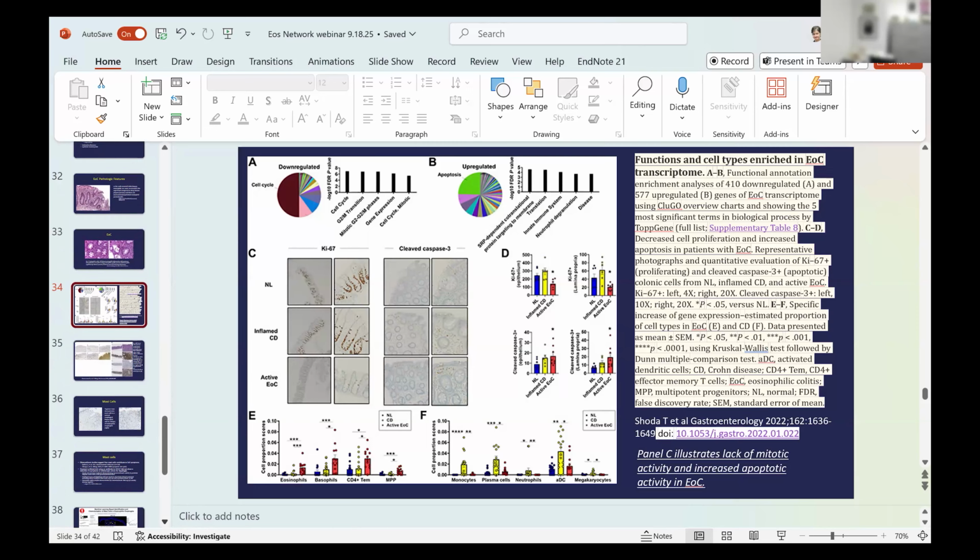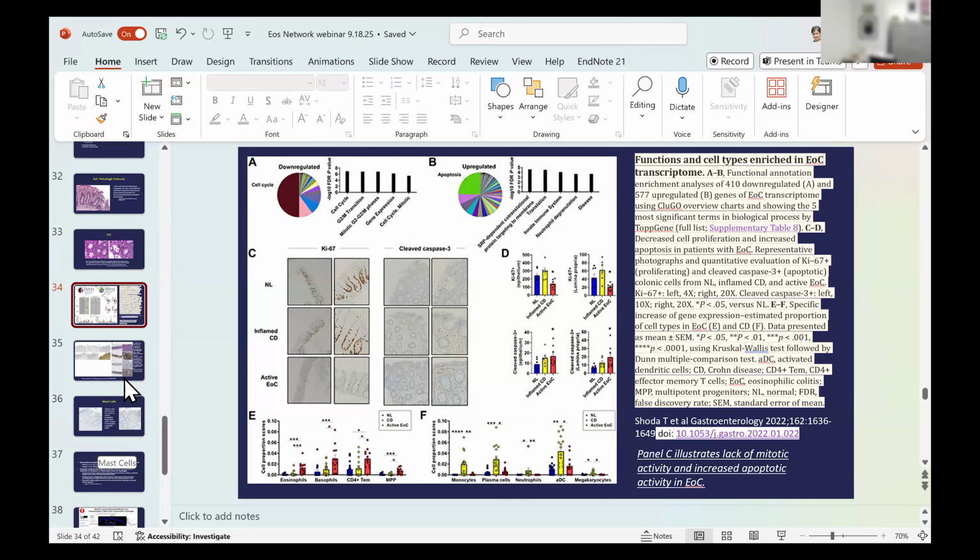A Crohn's disease with a lot of eosinophils, and at the bottom there's active eosinophilic colitis. It's completely different from the normal and the inflamed Crohn's disease. And on the right-hand side, there's a marker for apoptotic cells, which is completely different from mitotic activity. And it's hard to see here, but there's more of that in EoC than there is in normal or Crohn's disease biopsies.